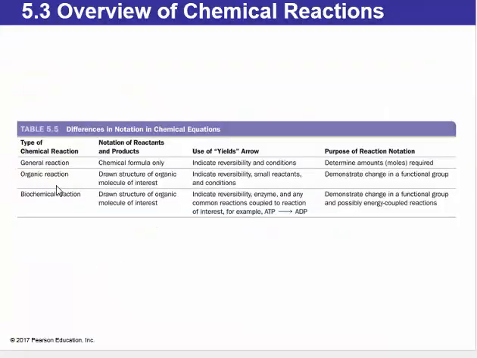In organic chemistry, we really care about the functional group. So we typically are going to draw out the structure of the organic molecule that is reacting so we can really see what is happening in the reaction. And then our arrow does still indicate reversibility, but we also include small reactants, so reactants that aren't that interesting to organic chemists, as well as the conditions.